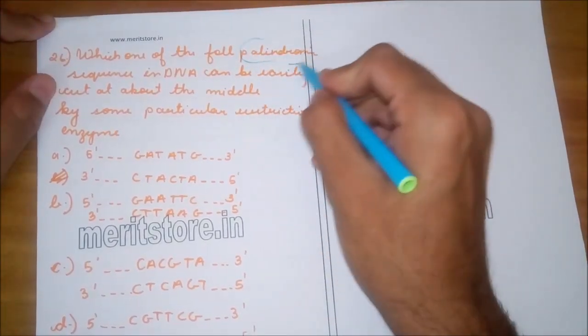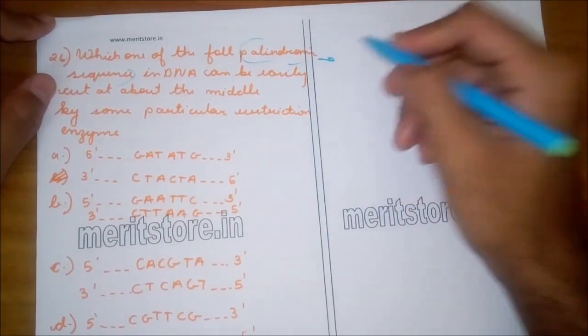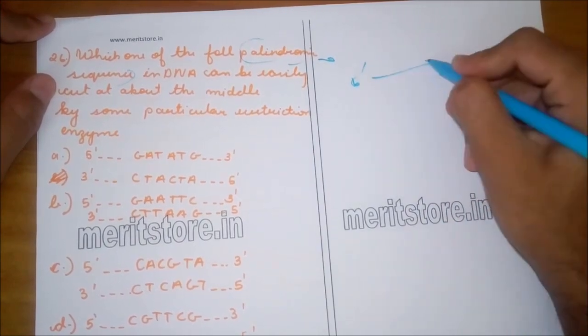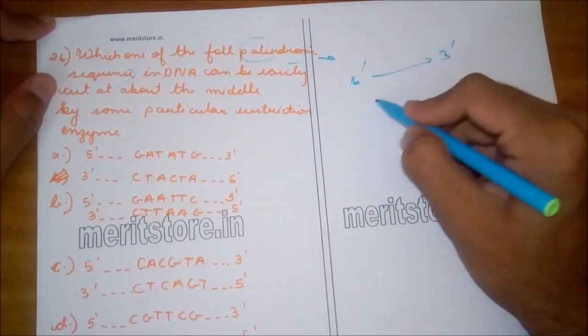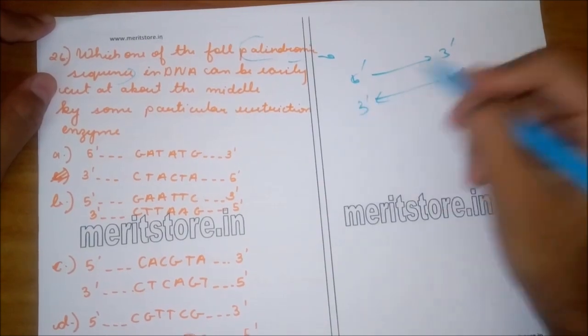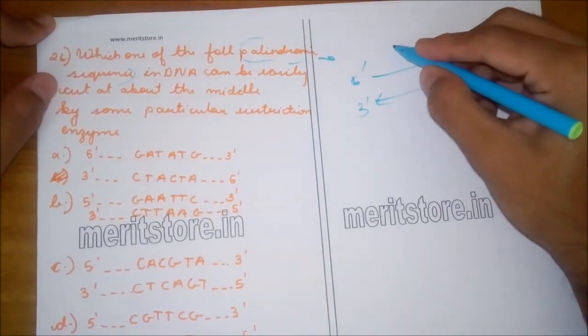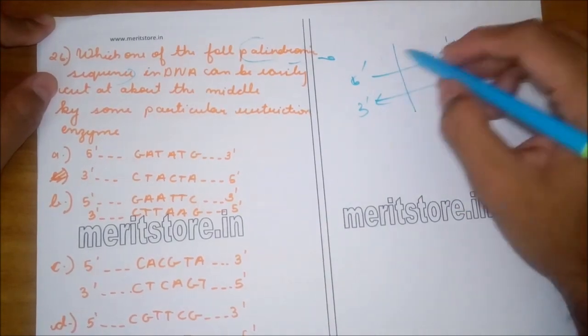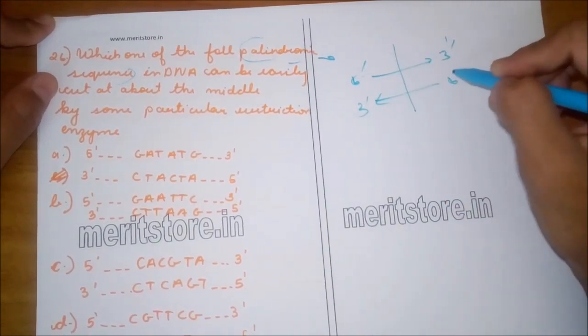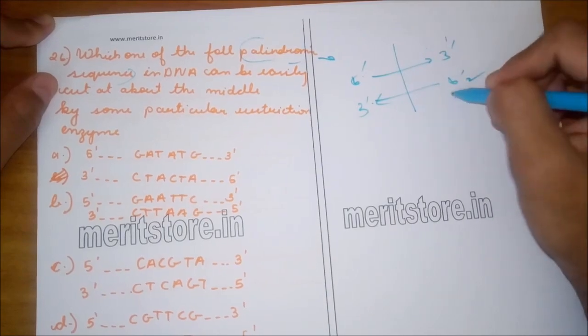So a palindromic sequence is nothing but a sequence which reads the same from left to right and from right to left, on one strand and the other strand. So it can be read by the restriction endonuclease enzyme the same, whether read from right to left or left to right, on one strand and the other.